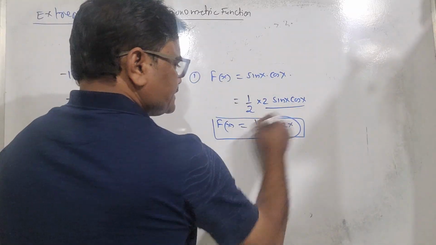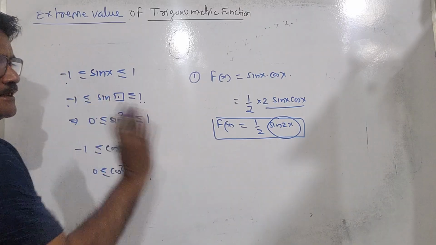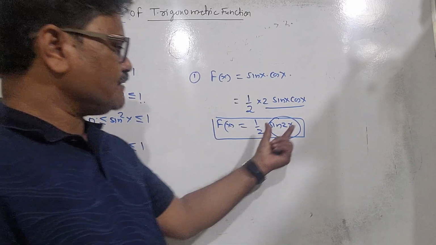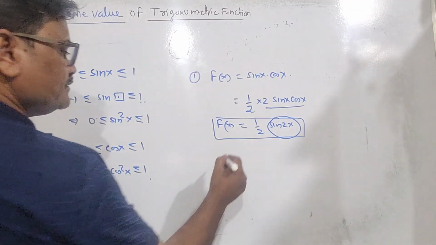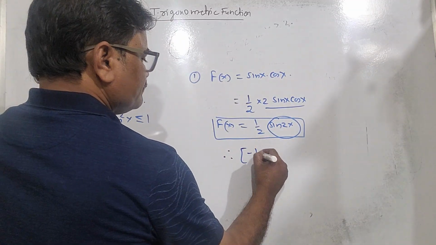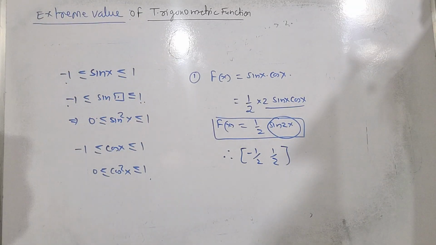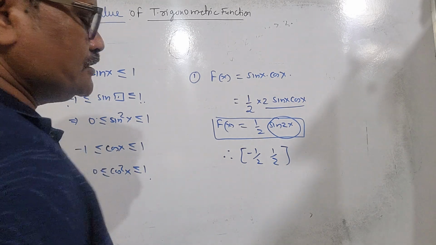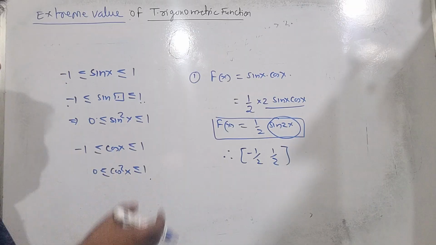So sin 2x range is -1 to 1, correct? This angle can be anything, as I said. So the range is -1 to 1, and the 1 by 2 is multiplied. Therefore the range will be the closed interval -1 by 2 to 1 by 2. You got it? In that way, we can solve the questions of extreme value of trigonometric function.